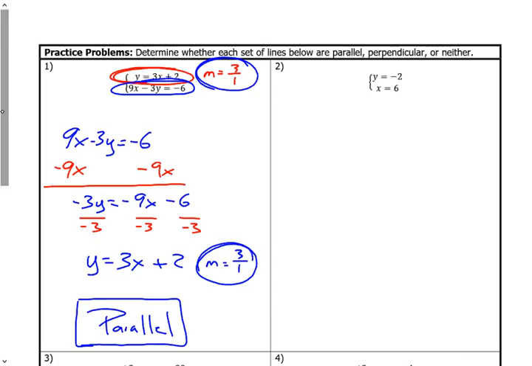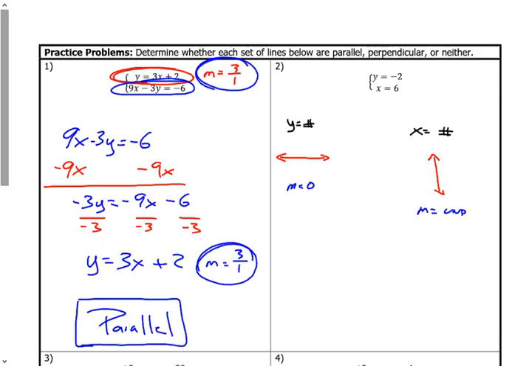Okay, now in number 2, we can see we've got our 2 special equations. Remember our special equations. If it's y equals a number, what's that look like? Well, that's a horizontal line going through the y-intercept. If I have x equals a number, what's that look like? Well, that's a vertical line. So we can also remember that these two had slopes. You might not even need this part, but the slope of this line was 0. The slope of this line was undefined.